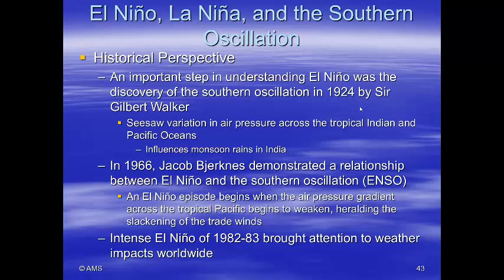In 1966, a relationship was demonstrated between El Nino and the Southern Oscillation, ENSO, and an El Nino episode begins when the air pressure gradient across the tropical Pacific begins to weaken, heralding the slacking of trade winds. So an intense El Nino of 1982 to 83 brought attention to weather impacts worldwide.